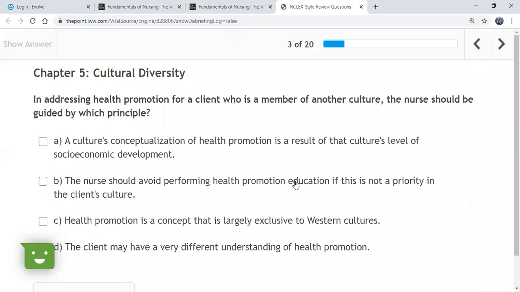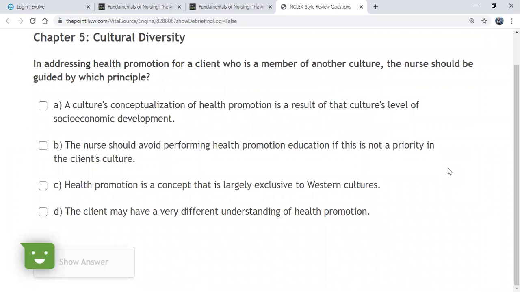In addressing health promotion for a client who is a member of another culture, the nurse should be guided by which principle? D. The client may have a very different understanding of health promotion.